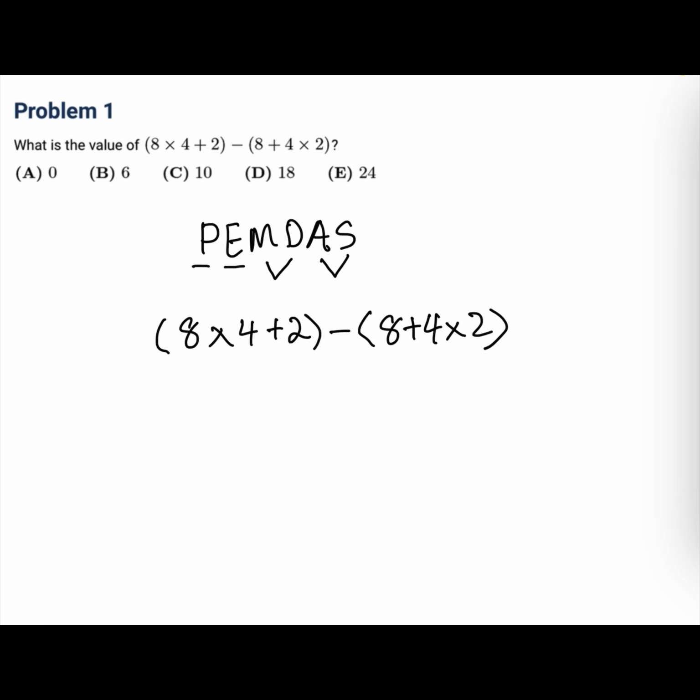So solving what's in the parentheses, 8 times 4 is 32, plus 2 is 34, minus 8 plus 4 times 2. So you have to do multiplication first. 4 times 2 equals 8. 8 plus 8 equals 16. Subtracting, we get that the answer is D, 18.